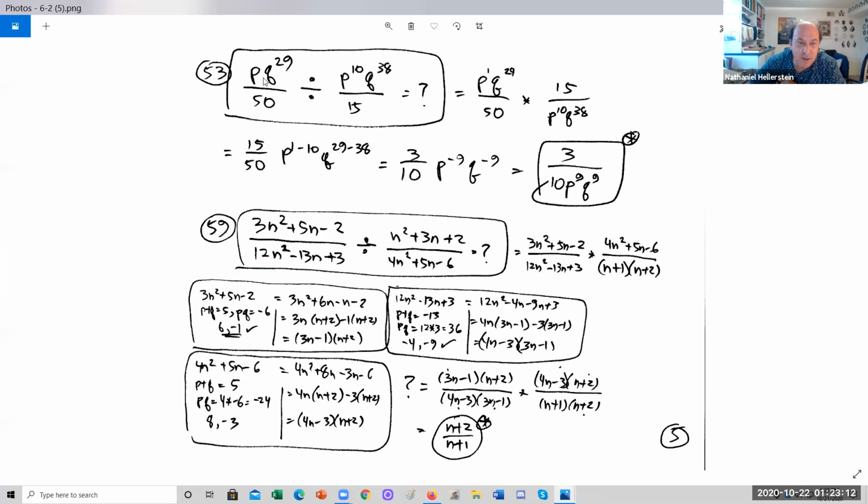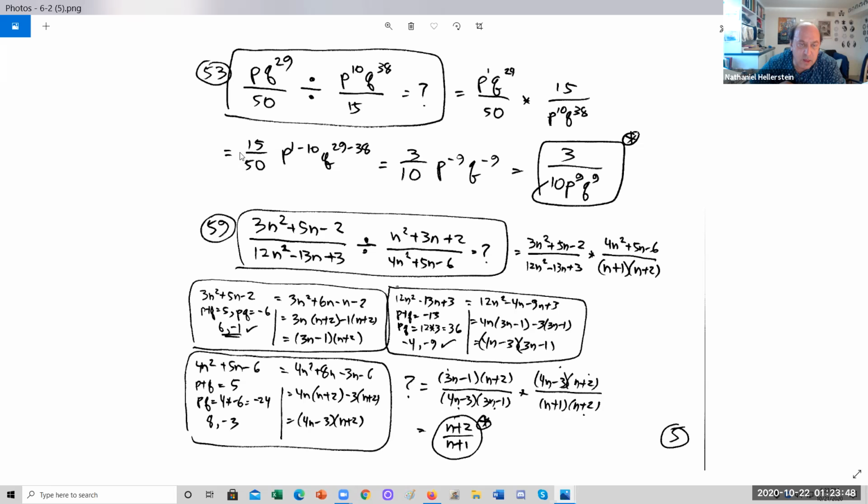Now here we have p q squared, p q to the 29 over 50 divided by p to the 10 q to the 38 over 15. Since we have a divide sign, we flip this upside down. 15 over p to the 10 q to the 38th, still times p to the first, q to the 29 over 50. I write this p as p to the first because you're going to have to subtract exponents. P to the 1 over p to the 10 is p to the 1 minus 10. Q to the 29 over q to the 38 is q to the 29 minus 38. And 15 over 50 shows up in front here.